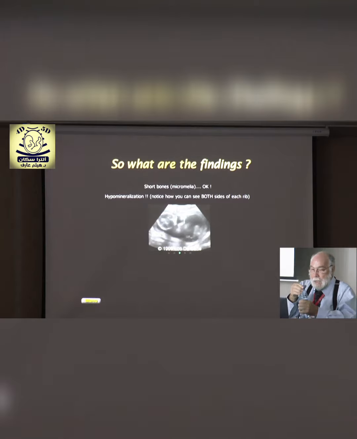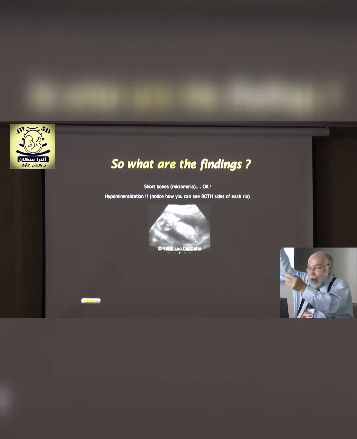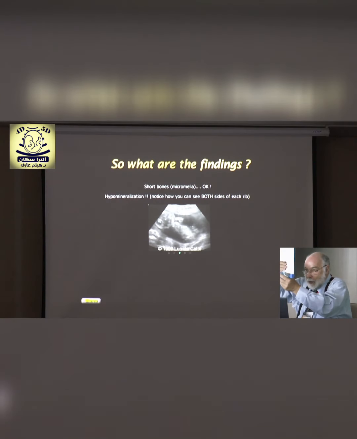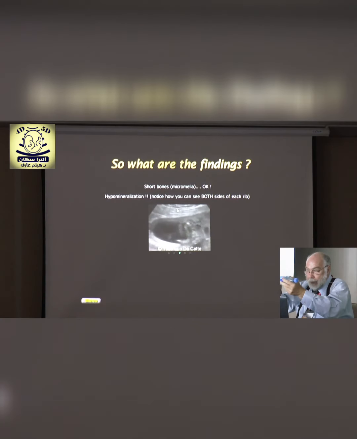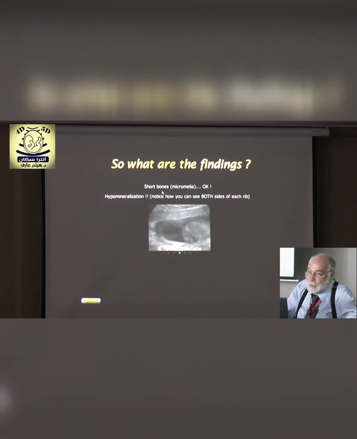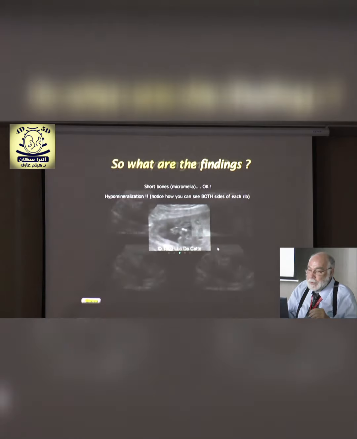When you look at a femur with ultrasound, you're not seeing the femur, you're just seeing the proximal cortical. You don't see the distal cortical, because the proximal cortical absorbs all the ultrasound, and then you have shadowing behind it. So if you see the proximal cortical and the distal cortical, it means that there's not enough calcium in the bone. It's hypomineralized, and so then you can see both corticals. So this baby has short bones and hypomineralization.